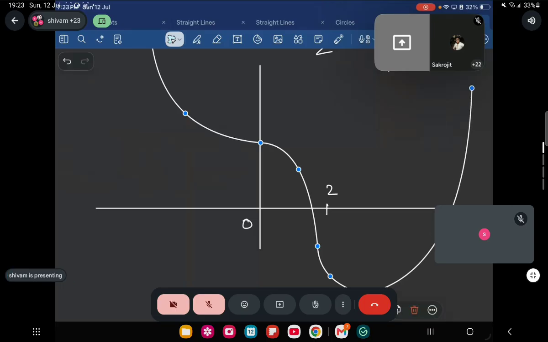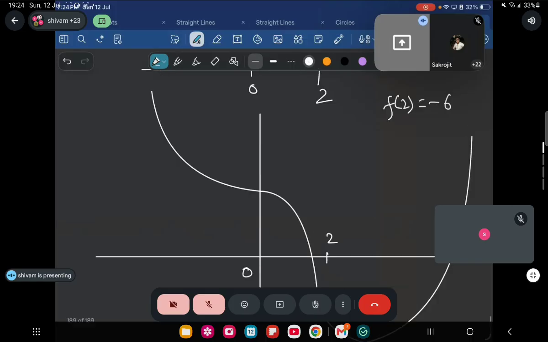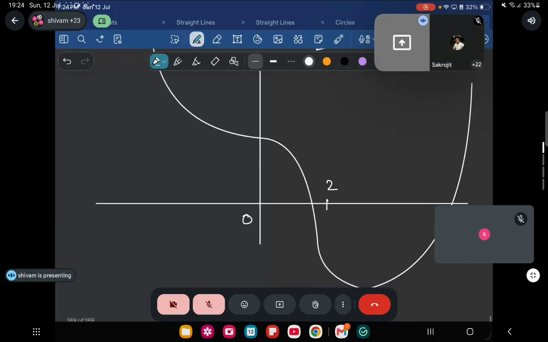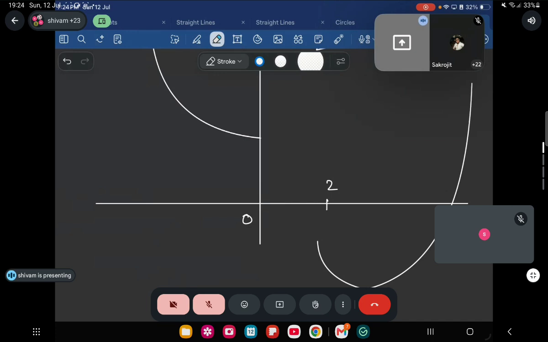Wait. So there are 2 points of inflection. Wait, let me see. At x equal to 0 and at x equal to 2. Tell me, are people getting? Wait, one thing. One thing I cannot understand at x equal to 2. Wait. In this portion only there is a mistake, I guess. Let me see.